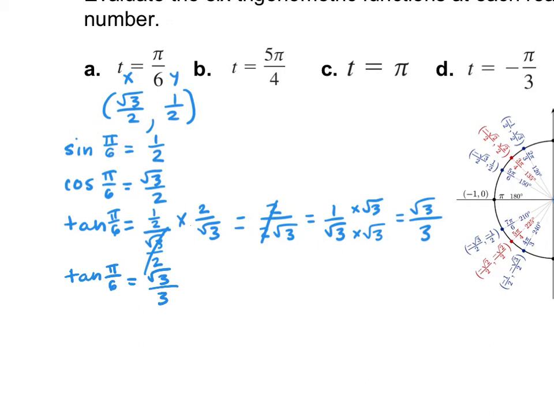Okay, now we have our cosecant. What's our formula for cosecant? 1 over y. So we have 1 over 1/2. We can do the same thing. We keep, change, flip. So this would be 1 times 2 over 1, which would just be 2. Another way you could do the cosecant is we see that the sine is 1/2, we just flip it. So it would be 2 over 1.